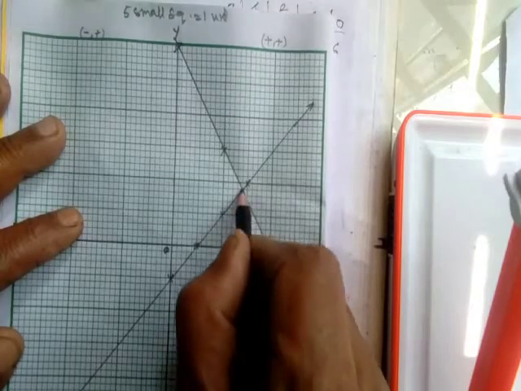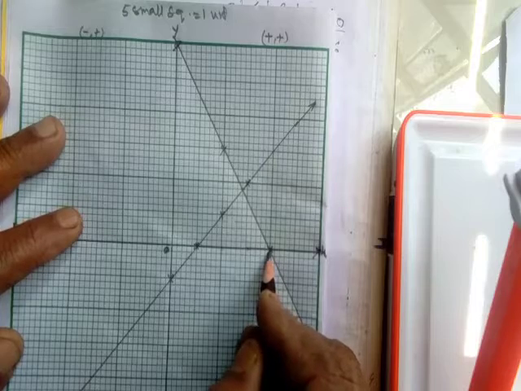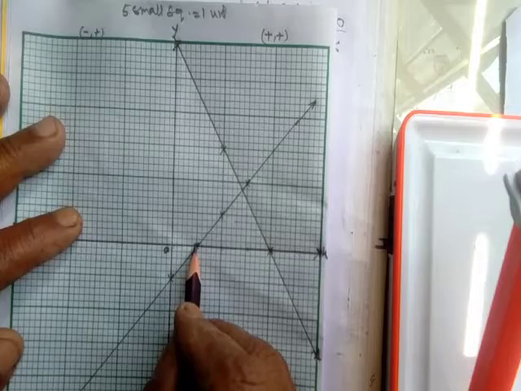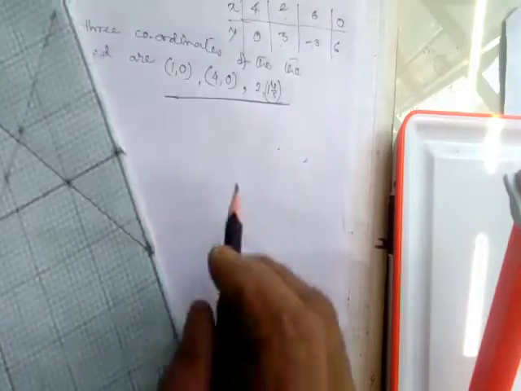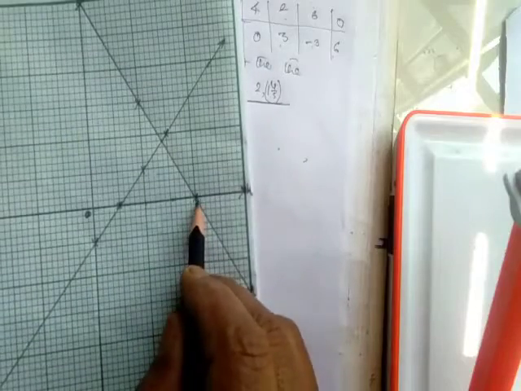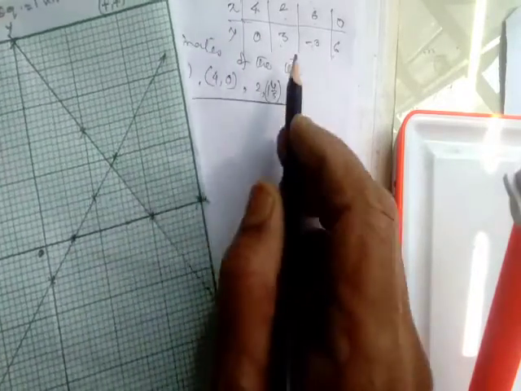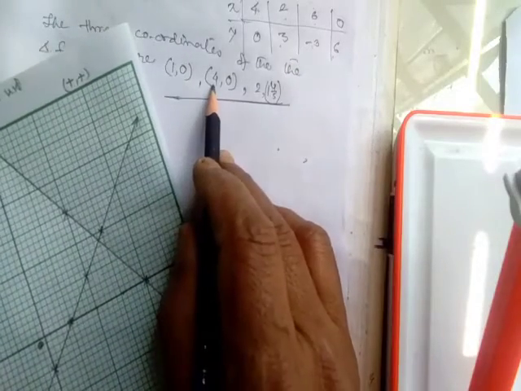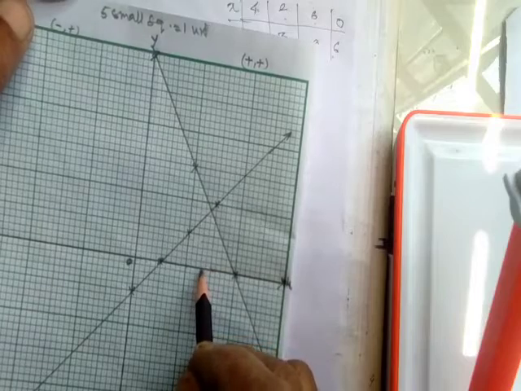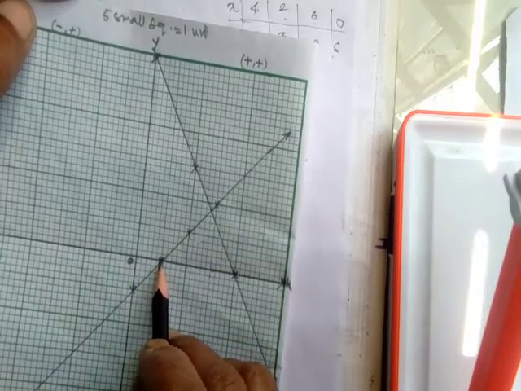Now this point and this point are the 3 vertices of the triangle. So this is how much? The x is equal to 1, y is equal to 0. This one, x is equal to 4, y is equal to 0. And this is x is equal to 1.